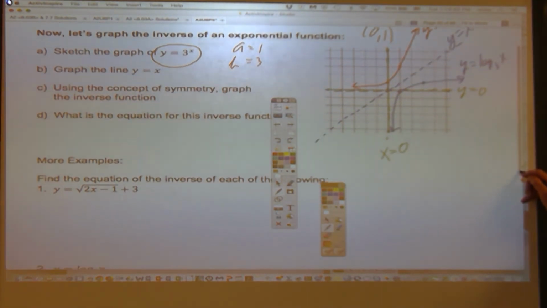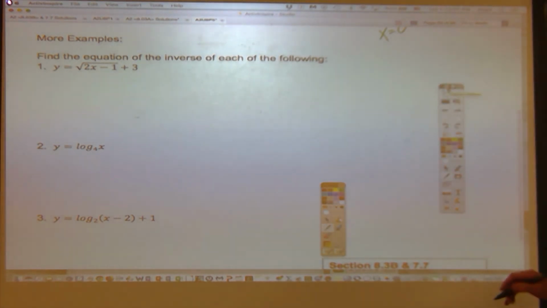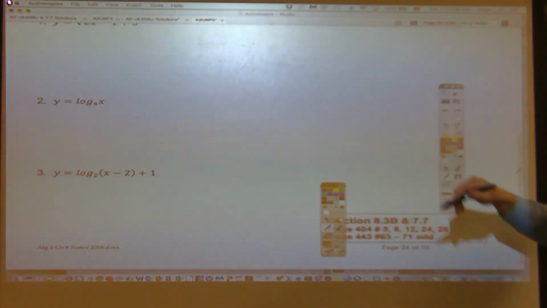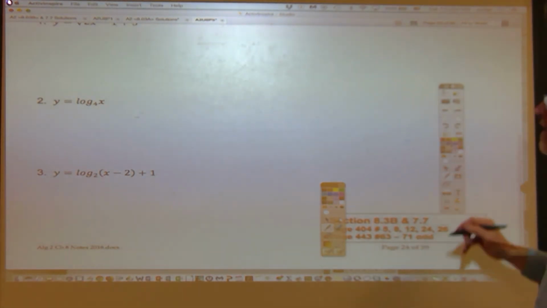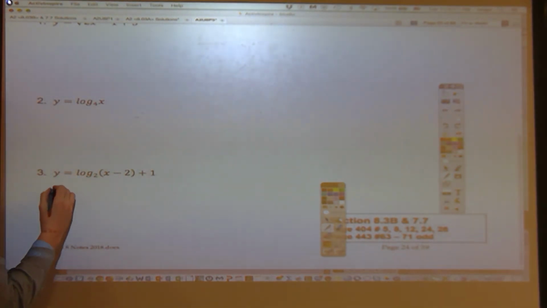So let's go on. There's just a few more examples here, just practicing with the algebra. Let's work them hard to easy. So let's do the last one first. Let's make sure we get number 3. They've already replaced f of x with y.